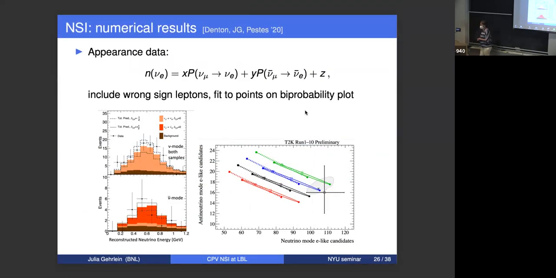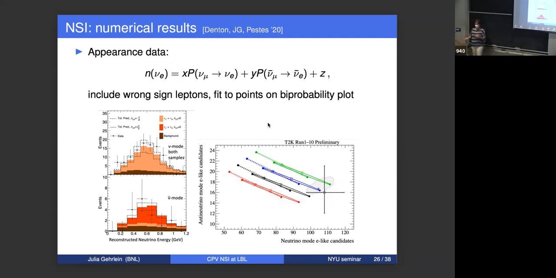So moving on to our numerical results, focusing on neutrino oscillations right now. For our numerical results, we take into account appearance and disappearance data. Remember, appearance data is the channel where we look at electron neutrinos in the final state, and we parameterize the number of electron neutrinos at the far detector like this. Z parameterizes the background. X and Y are real numbers, which are the weighted product of the mu neutrino flux times the cross section. As you can see in the lower plot here, we also need to take into account wrong-sign leptons, particularly in the antineutrino mode. As you can see here in orange, we also have a contribution to the number of events coming from the neutrinos. So we then fit to obtain the values for X, Y, and Z.